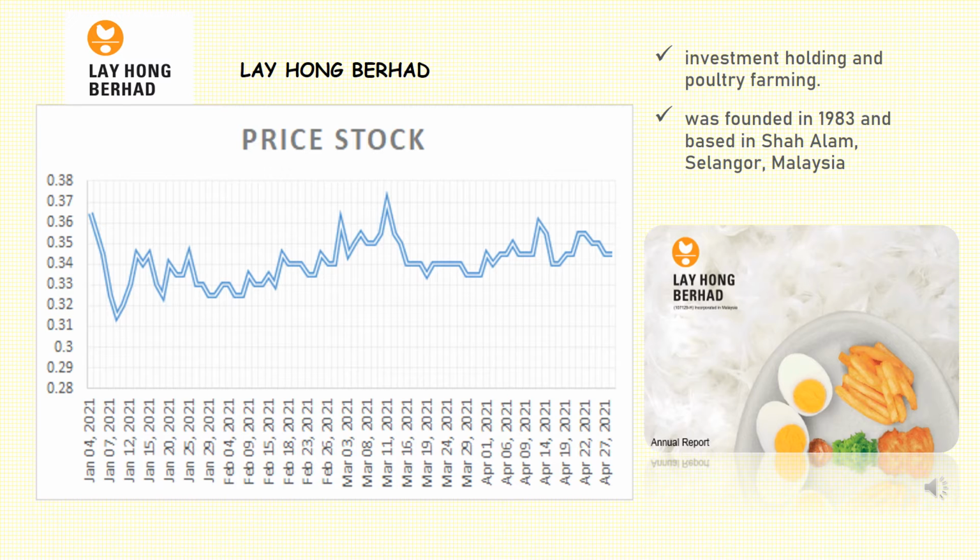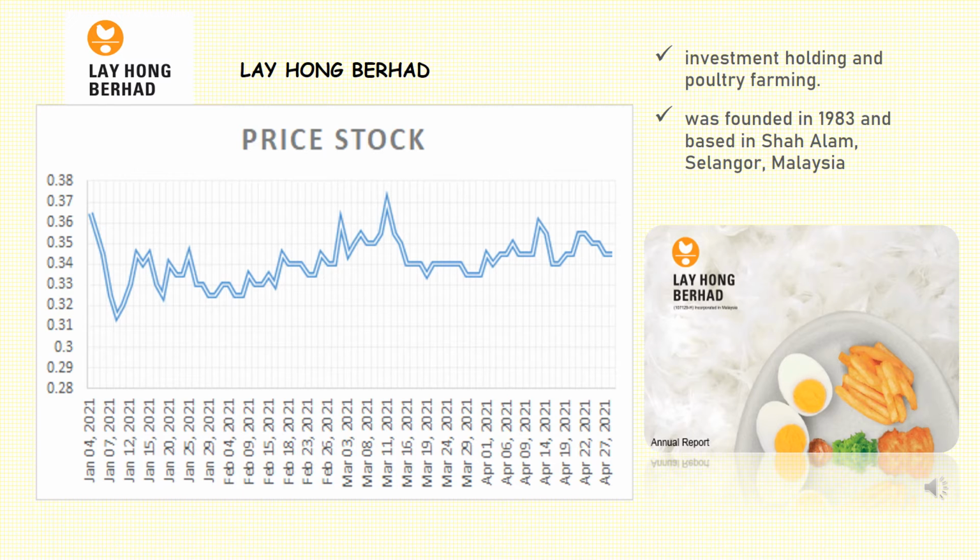So this is the graph of the stock price of Leng Hong Berhad. The stock price of Leng Hong Berhad from 4 January to 7 January 2021 declined subsequently but grew back to 12 January 2021. From January 15 to March 3, the line in the graph remained unchanged, but then it fell sharply to 16 March.